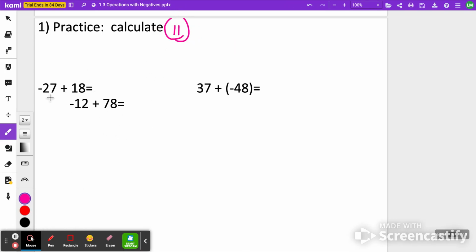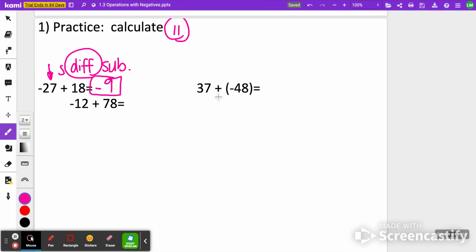All right, so we've got our first one, negative 27 plus 18. This is a larger number, so we are going to use the same sign as that. So that means our answer is going to be negative. And notice that these are different signs, and because they're different signs, we're going to subtract. So let's go ahead and subtract 27 minus 18. We get 9, but we're going to keep the sign of the larger value, which is negative 9.